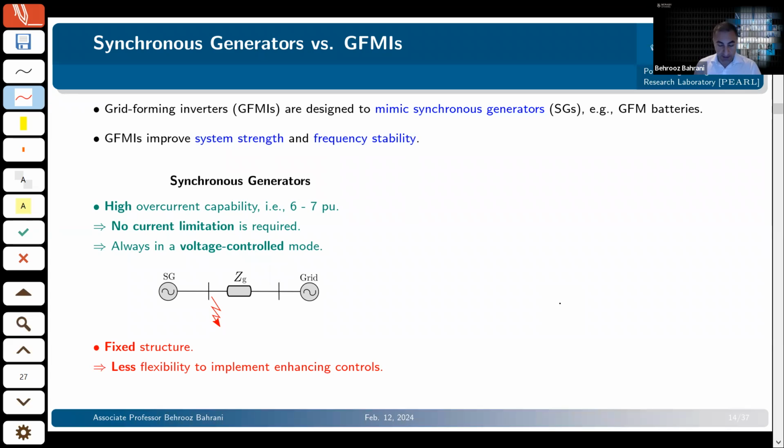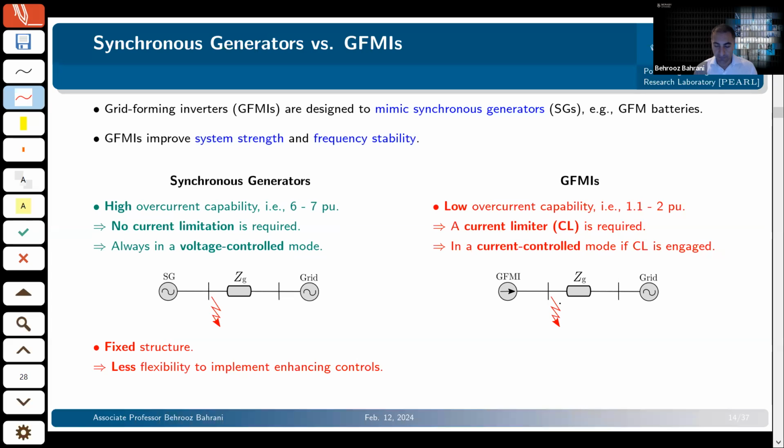Well, it comes at a cost, which is fixed structure, meaning that you cannot really change it. This is what it is. This is the synchronous generator. There's almost no flexibility in terms of controllers that you can have. Their parameters are fixed, so you cannot really change things.